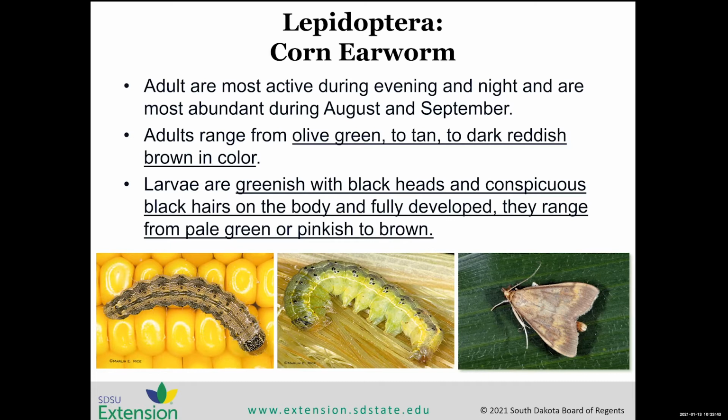Larvae are greenish with black heads and conspicuous black hairs on the body. So unlike the European corn borer, they do have hairs. They're still smooth, but the European corn borer doesn't have as many hairs on it. And then you can see that greenish one in the middle and the more brownish colored one on the left. So your larvae will vary in color.